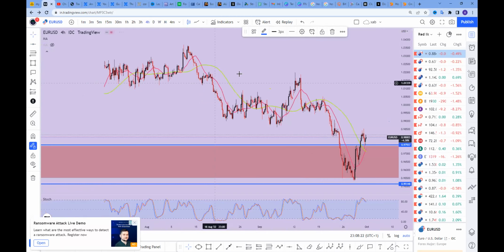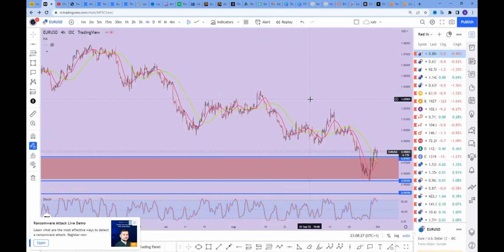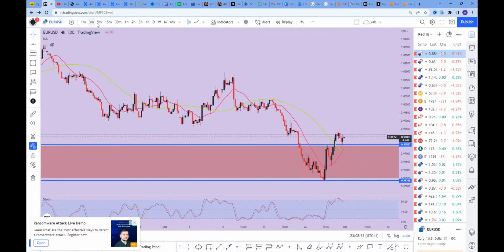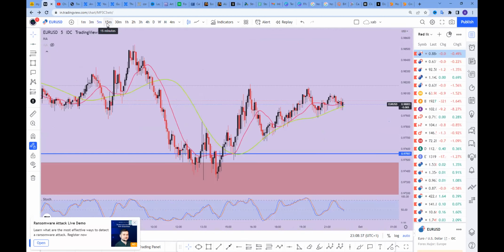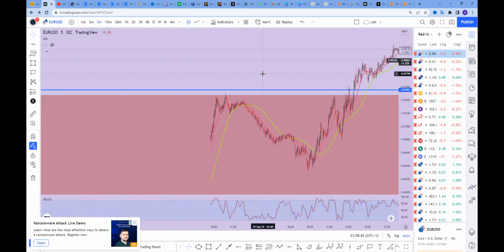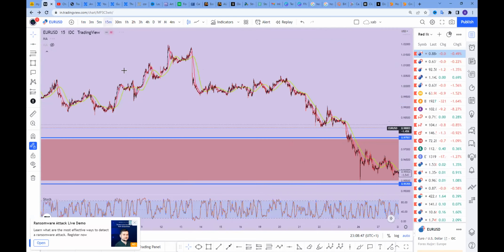So you see that very close to this line, that was where price reacted from, exactly that spot. But how can we get into this trade from the lower time frames? All right, the answer is pretty simple. Let's go to the 15 minutes to make it clearer.